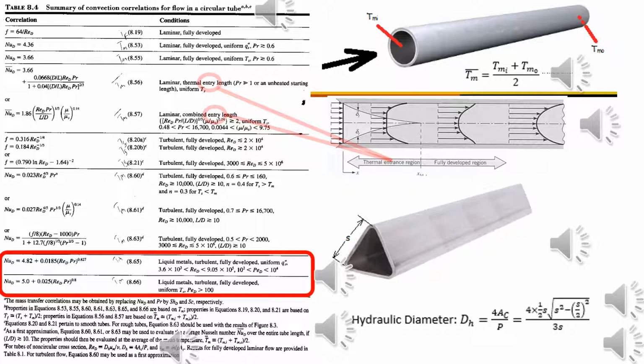Also note that, if you are dealing with a liquid metal fluid like mercury, you will need to use correlation 8.65, or 8.66. And this brings you to the end of this session's slides.